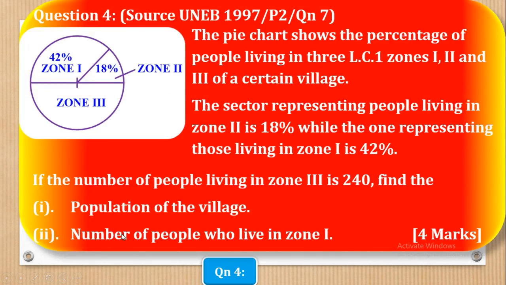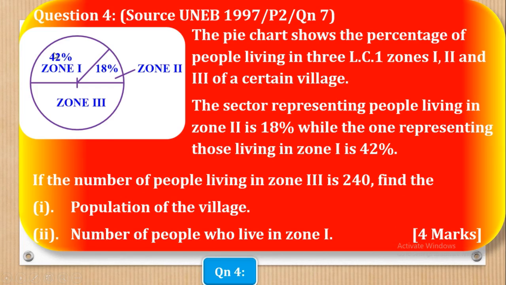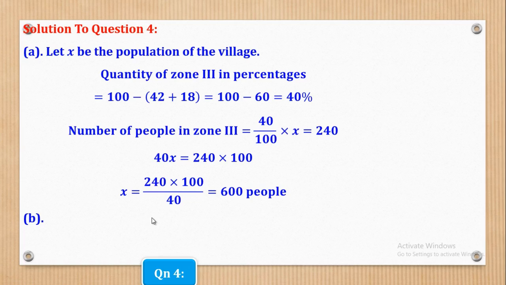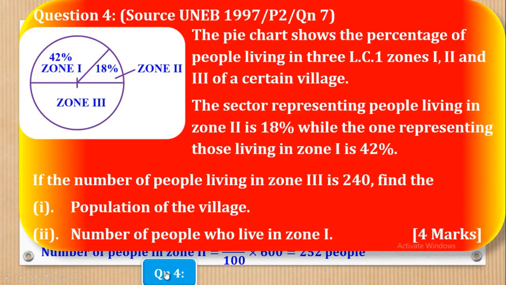Roman 2 says find the number of people who live in zone 1. When you look at zone 1, it has a corresponding percentage of 42. So the number of people in zone 1 will be equal to 42 over 100 multiplied by 600 to come up with 252 people, and basically that's what they wanted in Roman 1 and Roman 2.